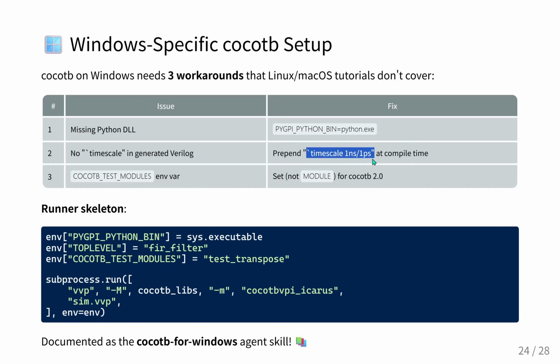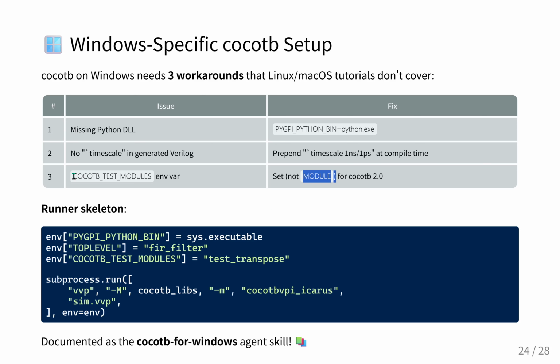The third is a versioning trap. If you're using Cocotb version 2.0 or higher, the old tutorials will tell you to use an environment variable called MODULE. Oh, I've run into this one. That will fail. It completely fails. You have to explicitly use the updated variable name, which is COCOTB_TEST_MODULES.